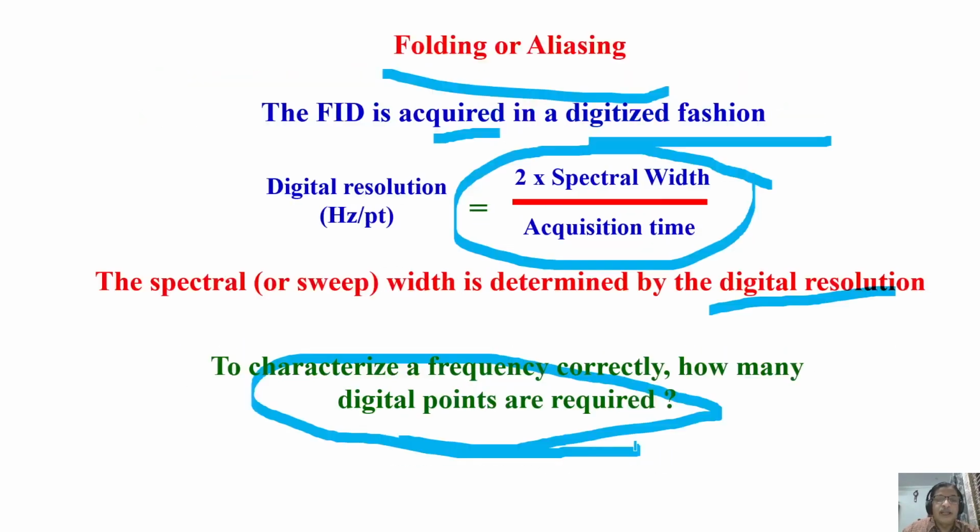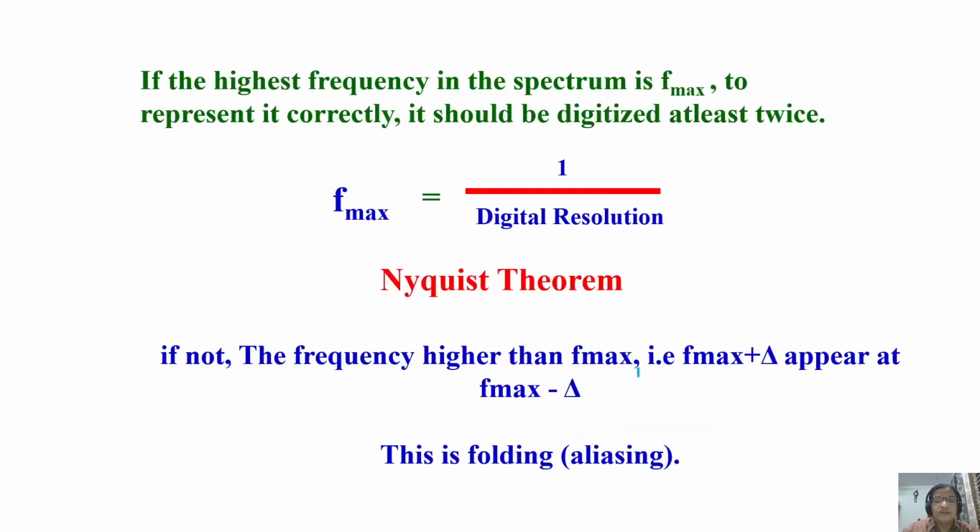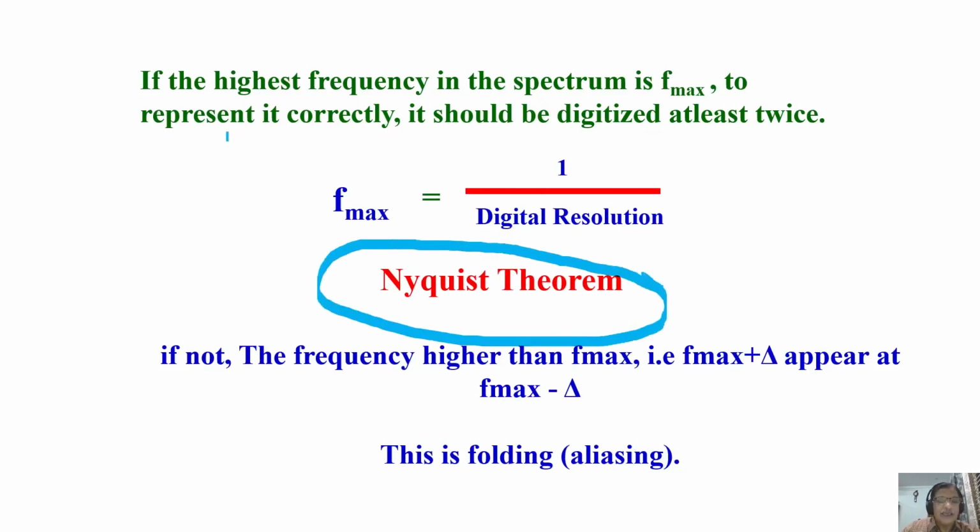Now, another extension of this is, if you do not have enough digital points, you get into a problem called folding or aliasing. This is because of what is called the Nyquist theorem in Fourier transformation. Let us say I have a spectrum with different frequencies. From 0 to 10 ppm, let us say I have taken the spectral width 0 to 5000 hertz. There is a peak here, at 5000. This is my largest frequency.